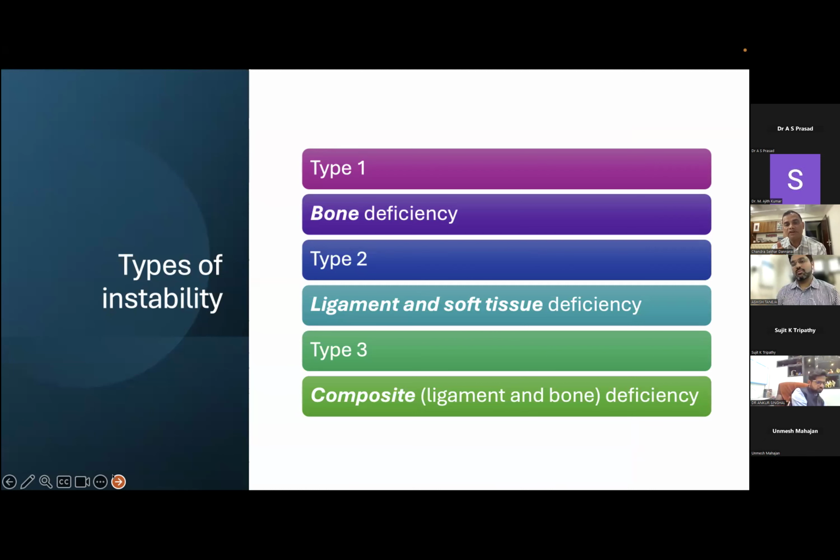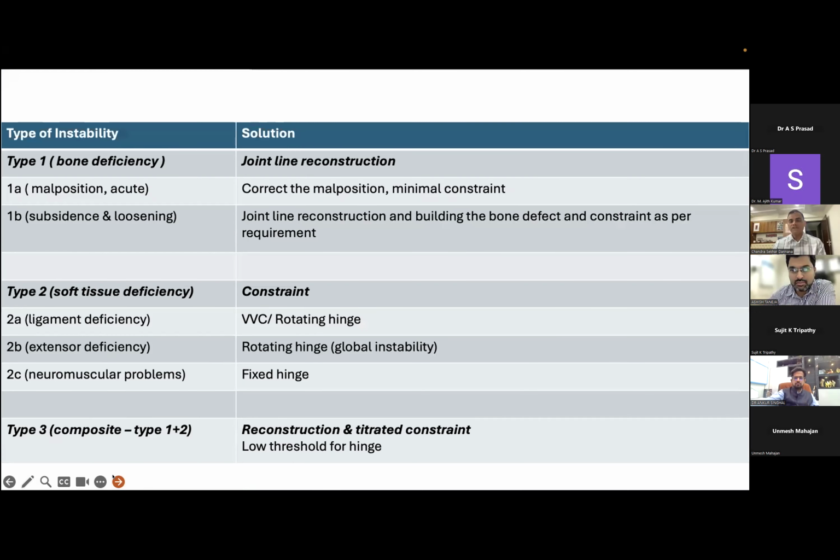As I said in the beginning of the talk, don't try to increase the constraint at the beginning. Try to establish the reason for the instability, whether it is because of a defect in the bone. If you have a defect in the bone, it can be got away with by filling the bone defects, but you don't need to increase the constraint. Type 2 instability is where you have ligament and soft tissue deficiency. And type 3 is a composite variety where there is ligament and bony defect as well. This is a very useful classification to plan what sort of constraint you're going to use.